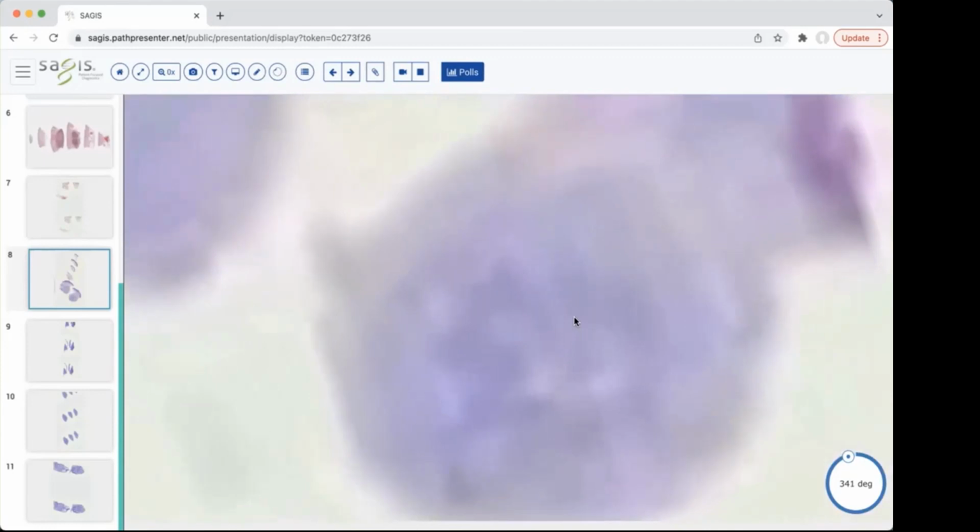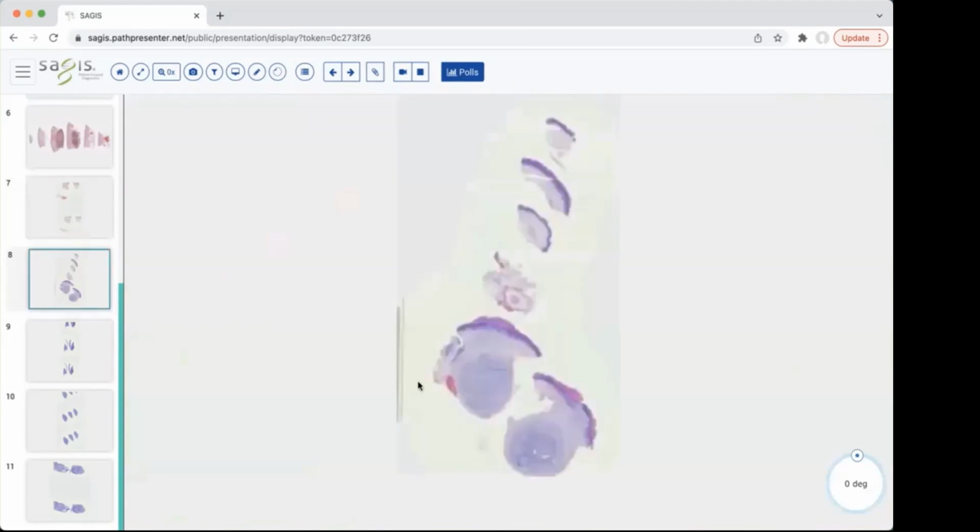Sort of losing connection here. Hopefully it'll come back in just a moment. Just reload the slide.